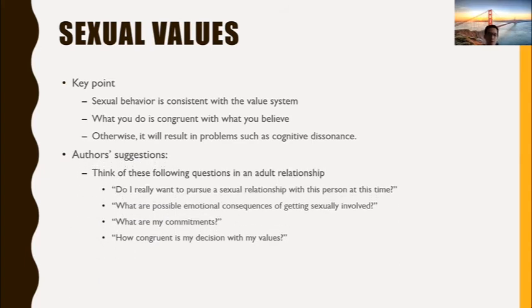Here are the suggestions from the authors of the textbook. When we have sex in an adult relationship, we need to think about these questions carefully and clearly. The questions can be: do I really want to pursue a sexual relationship with this person at this time? At this moment, with this person, do I really want to do that? That's a question we need to think about beforehand.